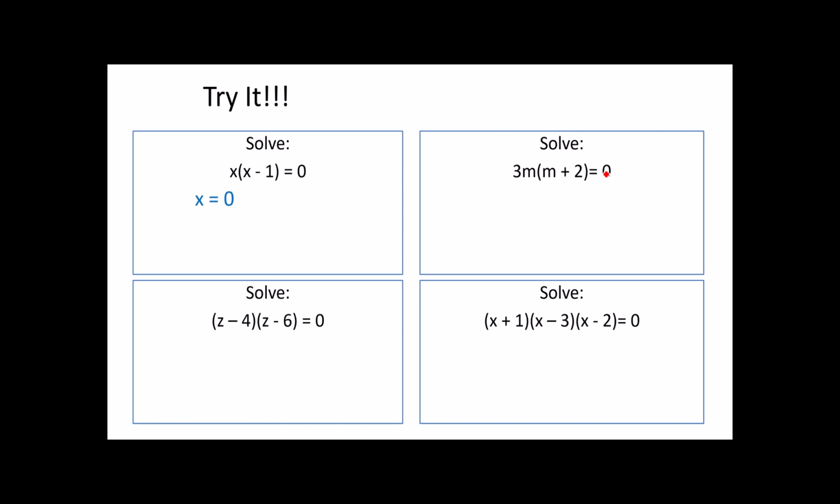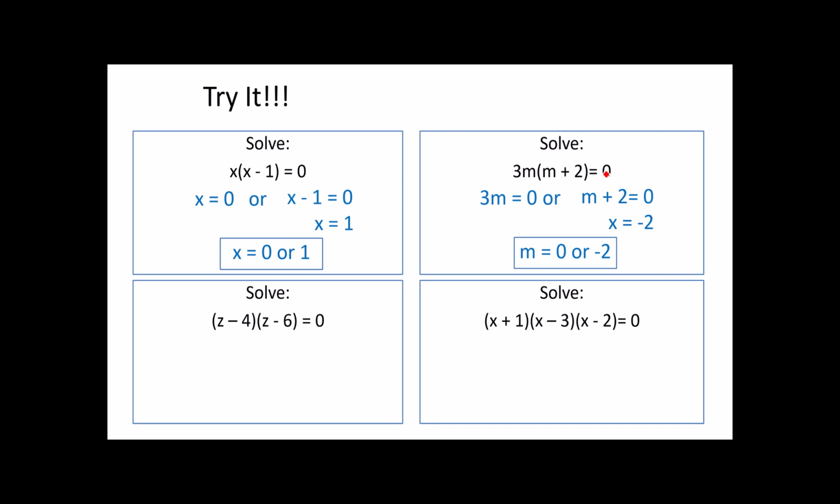The first example, either the x is a 0 or the x minus 1 is a 0, meaning your solutions are 0 or 1. Notice I'm not taking the time to check that. You can do that if you like. In the second example, either the 3m is a 0 or the m plus 2 is a 0. That means if you divide both sides by 3 on this one, you get m is equal to 0. If you subtract 2 from both sides on this one, you get negative 2.